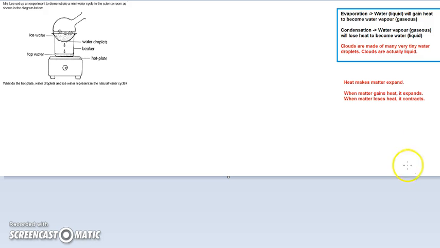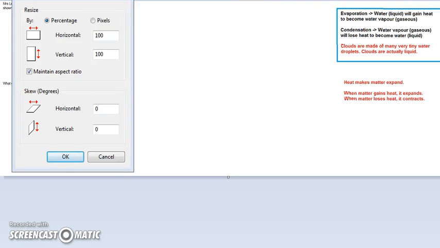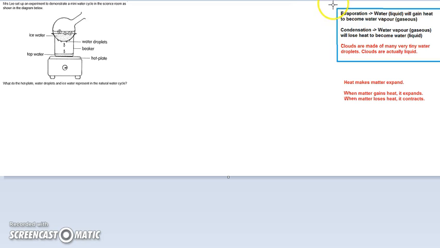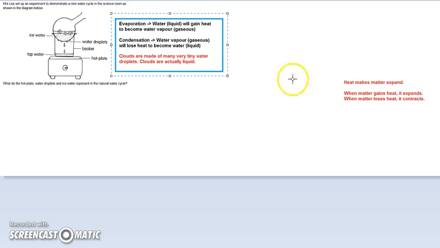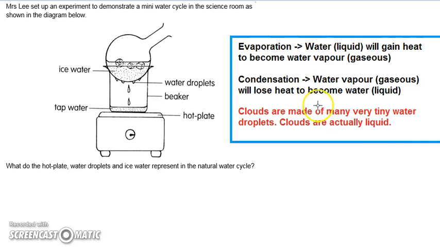All right, now in order for you to understand this little model of a water cycle, what you need to do is you really need to remember the rules, or what we've learned about the water cycle. That is, there can only be evaporation when water gains heat, right? And there can only be condensation when the water vapor loses heat to a cooler surface.